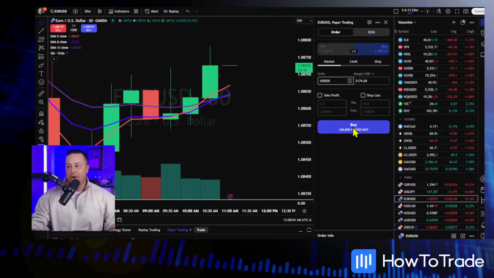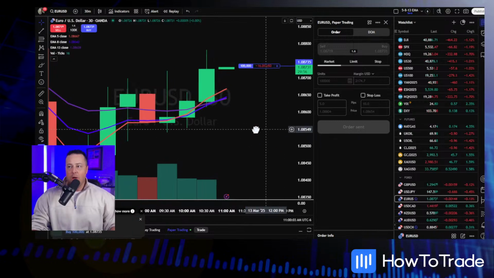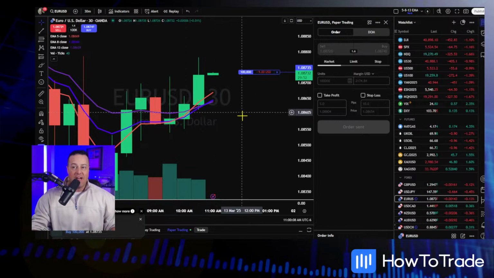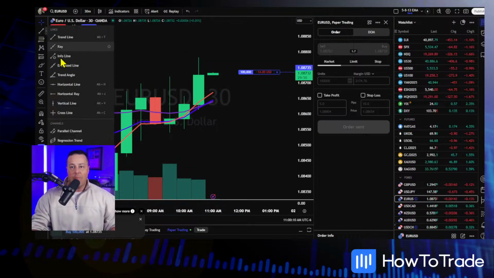Okay, here we go. We're going to go ahead and buy it. And there is our long. So we're officially long this Euro USD 30-minute chart, 5-8-13 crossover.